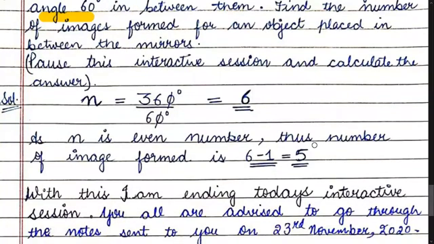So the answer for the given question would have been n is equal to 360 degrees divided by theta, that is 60, and 360 by 60 is 6, and 6 is an even number. So it doesn't matter whether the object is placed symmetrically or asymmetrically. So you are taking n as 6, which is an even number. So the number of images formed is 6 minus 1, which is equal to 5.